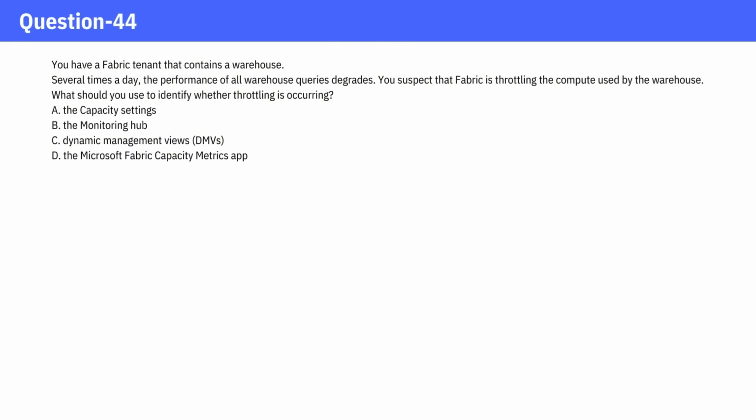Question 44. You have a Fabric tenant that contains a warehouse. Several times a day, the performance of all warehouse queries degrades. You suspect that Fabric is throttling the compute used by the warehouse. What should you use to identify whether throttling is occurring? A. The capacity settings. B. The monitoring hub. C. Dynamic management views, DMVs. D. The Microsoft Fabric Capacity Metrics app. Pause the video for a moment to think and verify the answer.